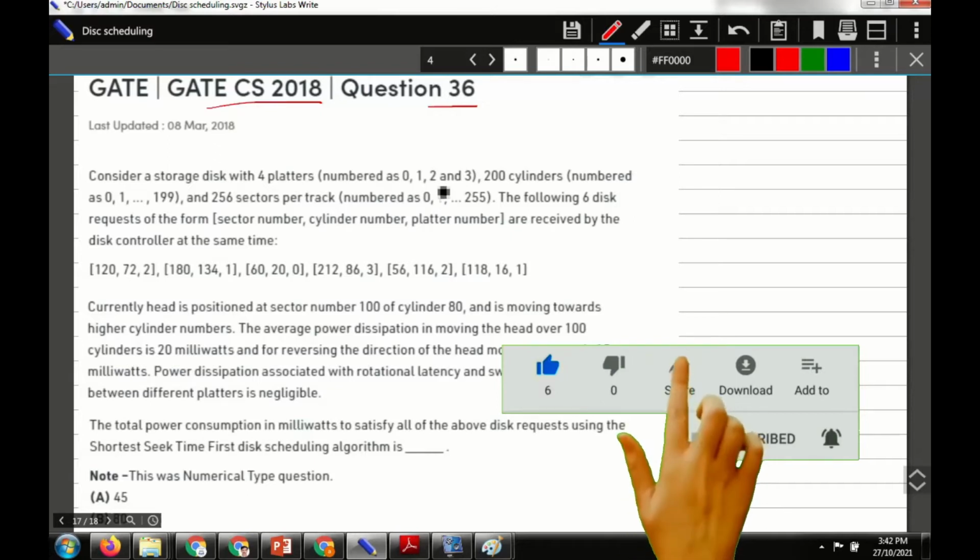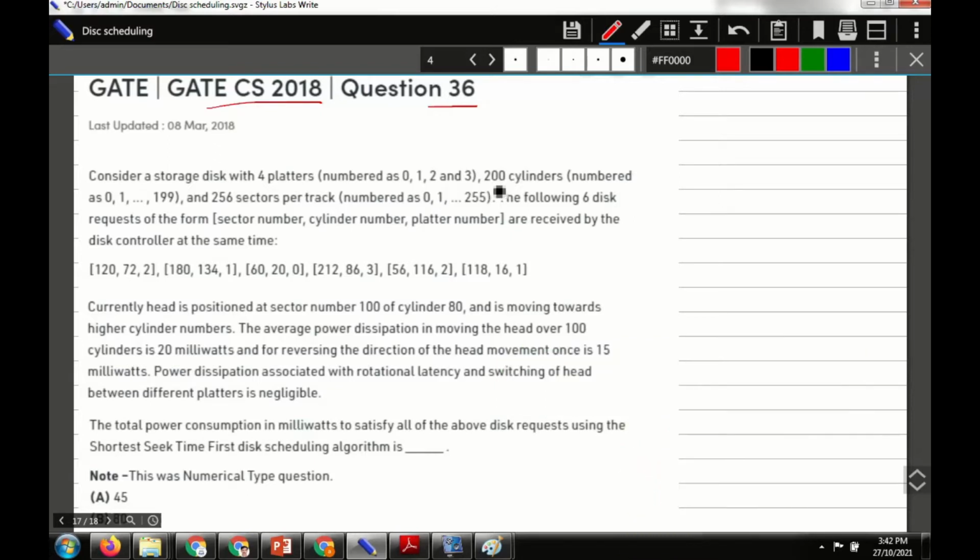Consider a storage disk with 4 platters numbered 0, 1, 2, 3, and 200 cylinders. This is important to us. They are numbered from 0 to 199, with 256 sectors per track. The following 6 disk requests of the form sector number, cylinder number and platter number are received by the disk controller at the same time. This is the cylinder number that we are interested in. The sector number is not required, the platter number is also not required, and the cylinder number is what is required. We will mark these cylinder numbers here.